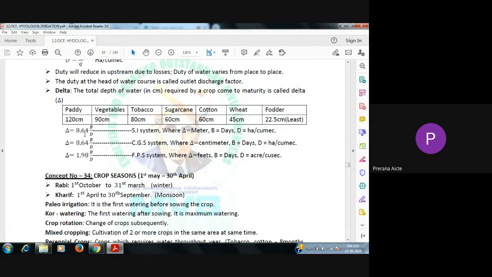If you see the relation, delta equal to 8.64 B by D, or D delta equal to 8.64 B. If you remember this formula, no need to remember the FPS system or SI system, whatever it is. Just remember only one formula, and you can convert it into units. No need to remember the entire formula. Please remember this formula: D delta equal to 8.64 B, that's all.